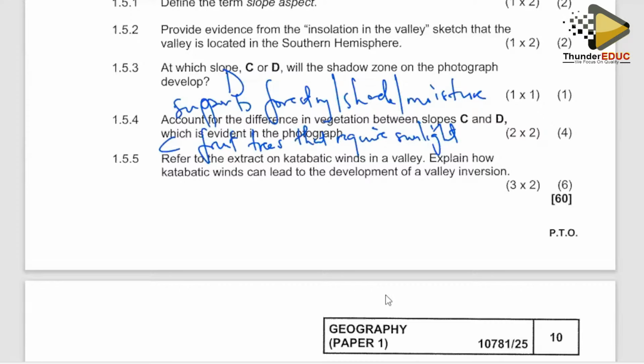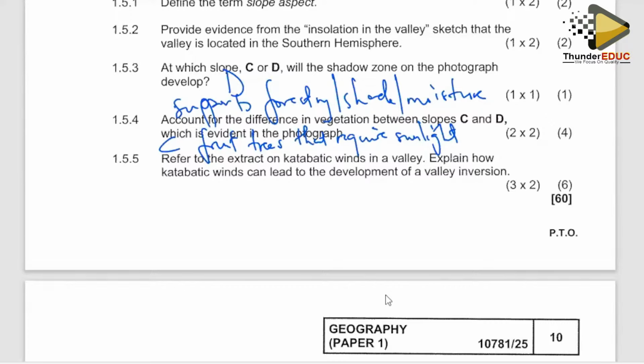The shadow zone supports forestry. It does well for the trees that require high amounts of moisture and that do not require sunlight. While at C, we can only effectively deal with vegetation that requires high amounts of sunlight and limited moisture. That is why we have sparse vegetation on that side and we have denser on the other side.